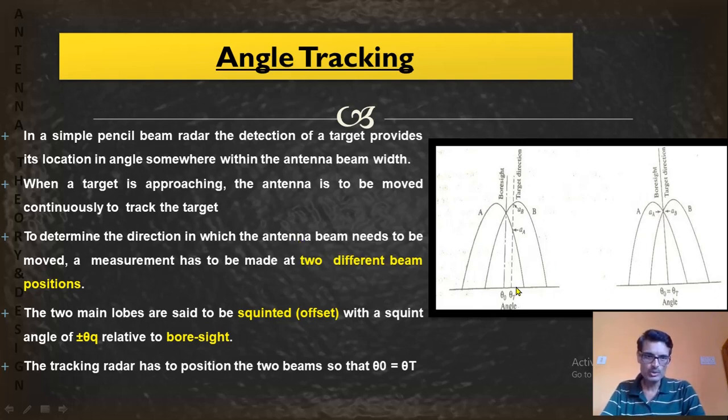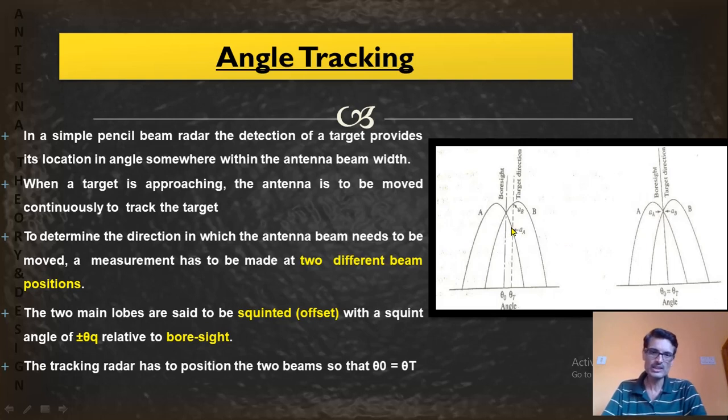Now again, the same two beam positions I have shown here, and the boresight direction also I have shown. Theta naught is the angle at the boresight, on this angle axis. Theta t is the target angle, I can say. Now, we are using a simple pencil beam type of radiation pattern.